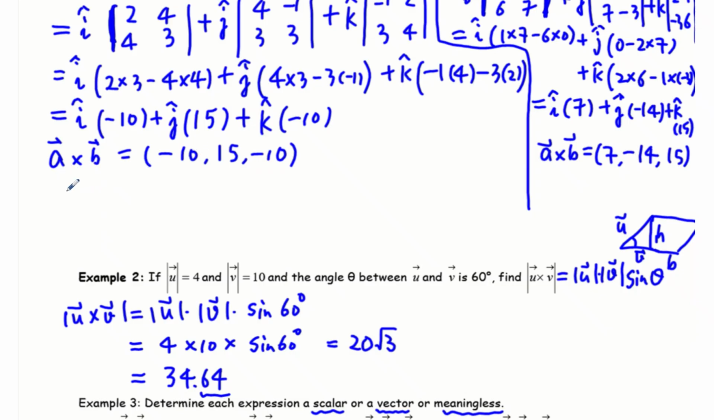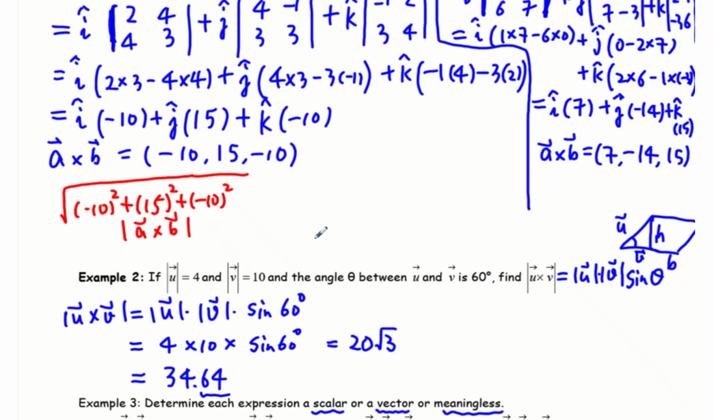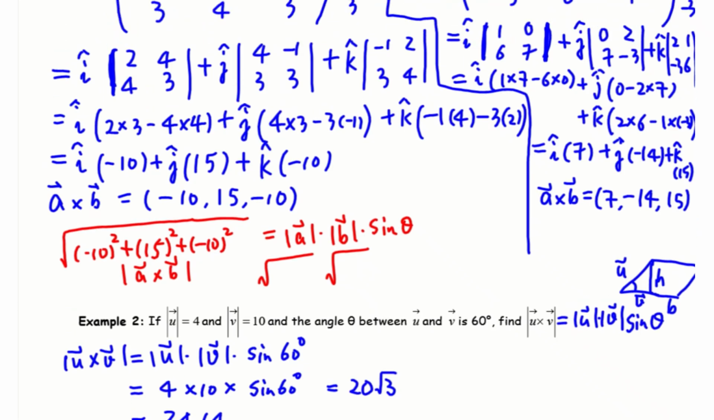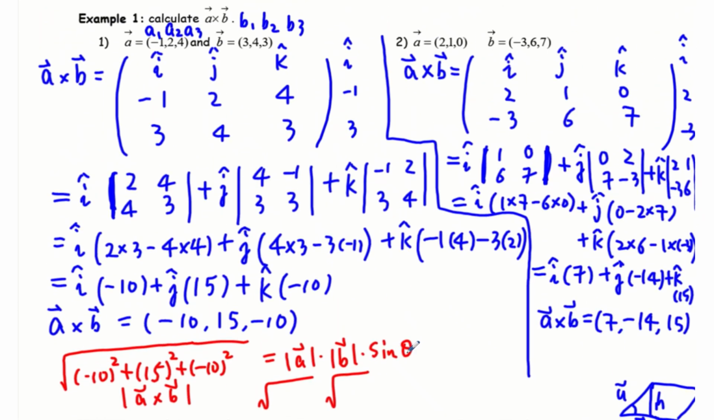So from here we could find the magnitude, negative 10, 15, negative 10 squared. This is the a cross b magnitude. It will equal the a magnitude times the b magnitude times sine theta. So this is a1, a2, a3, a1 squared, a2 squared, a3 squared, and b, we could find it. Then from the cross product, we could find the angle theta.